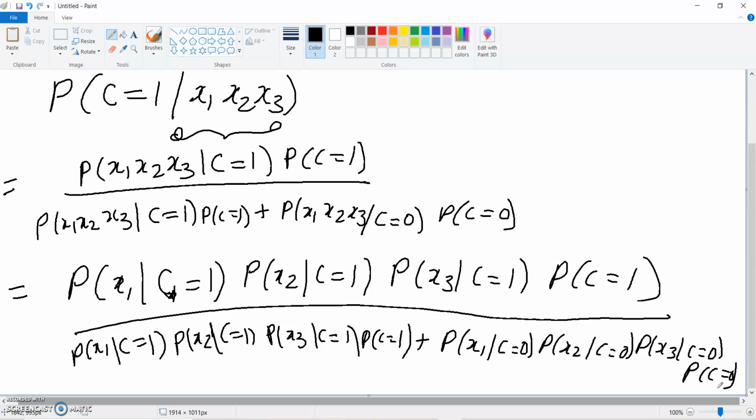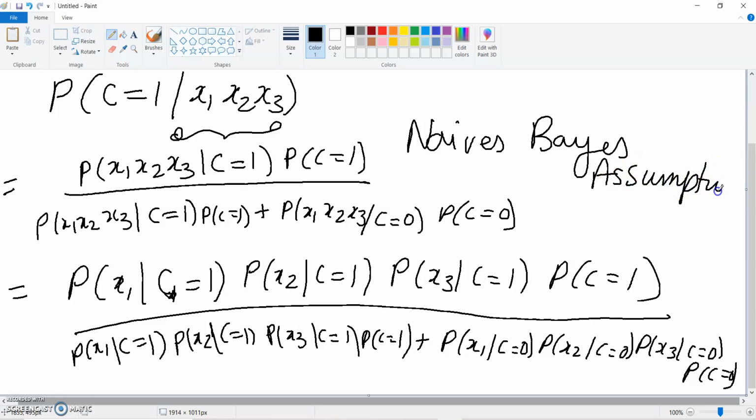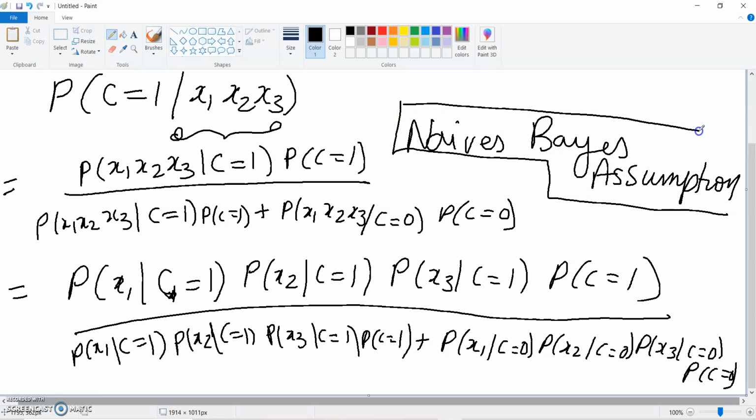Okay, so this assumption helps us to address the cases where there is insufficient data and we cannot estimate these numbers directly. We make the assumption that this number can be written as a product of these three numbers, and this assumption is called the naive Bayes assumption. And when you use this method to predict something or make a classification, that is called a naive Bayes classifier.